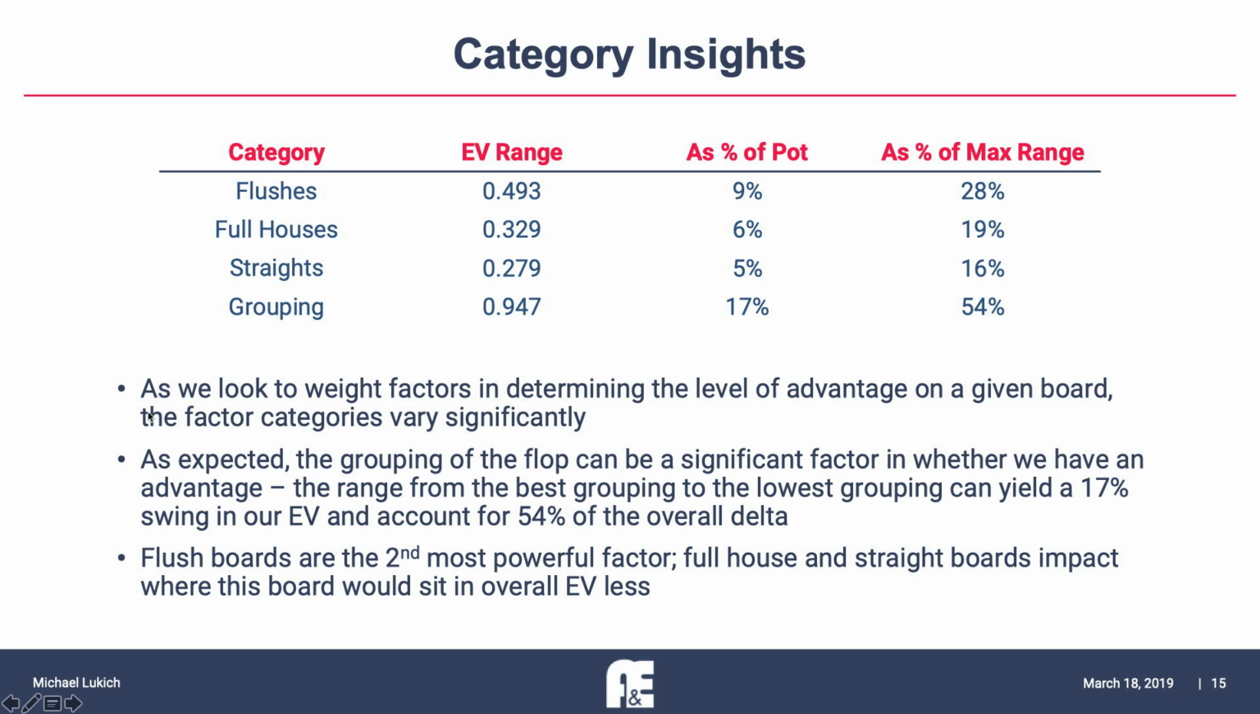As expected here, that grouping can be the most significant factor. Whether we have the advantage, the range from the best grouping to the lowest grouping can yield a 17% swing in our EV, which is the percentage of the pot, and accounts for 54% of the overall delta that we have here. We also see how they weight relative to one another. The grouping has the biggest impact in our overall EV. The second biggest is flush draws. The presence of flush draws is the second most powerful factor, whereas full houses and straight boards impact things a little bit less.